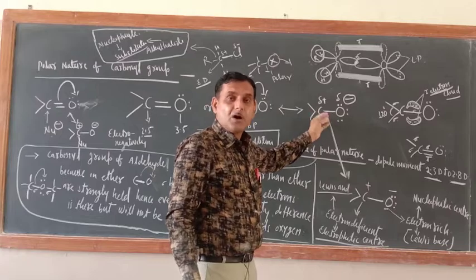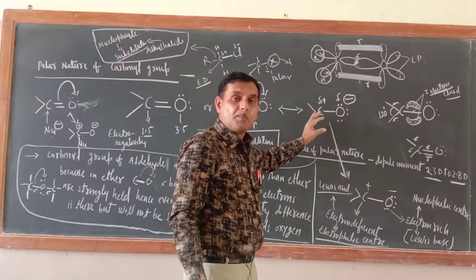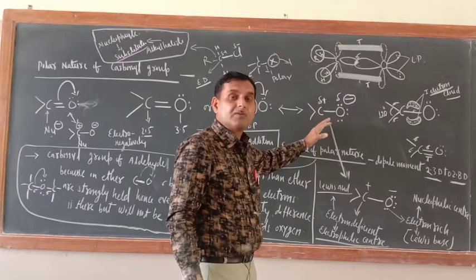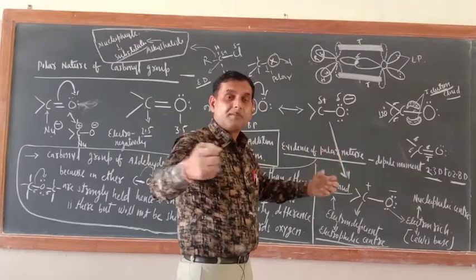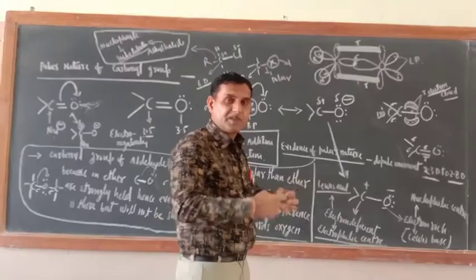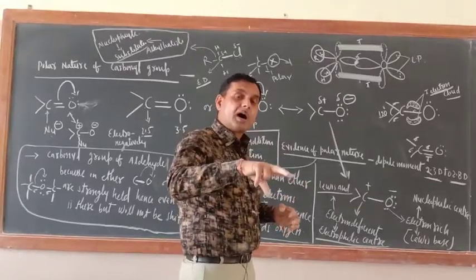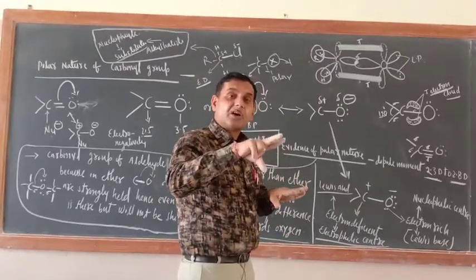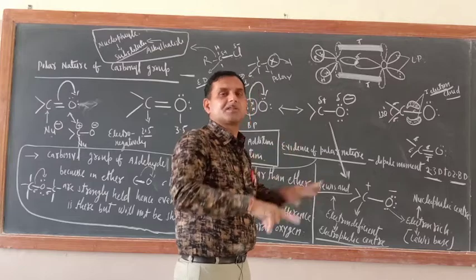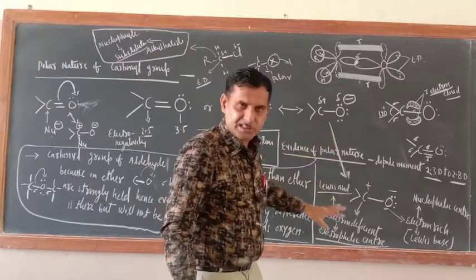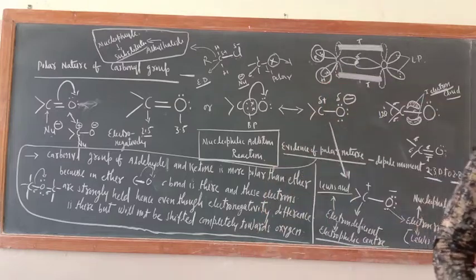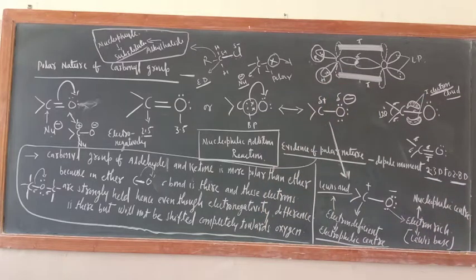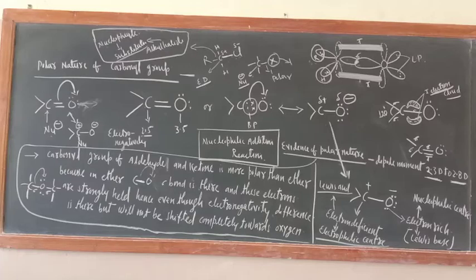So now creation of positive and negative charge will be there, meaning the magnitude of the difference in electronegativity, or the difference in electron density between carbon and oxygen, would be more. This is the explanation. I hope that you understood. In this way structure and everything is completed.